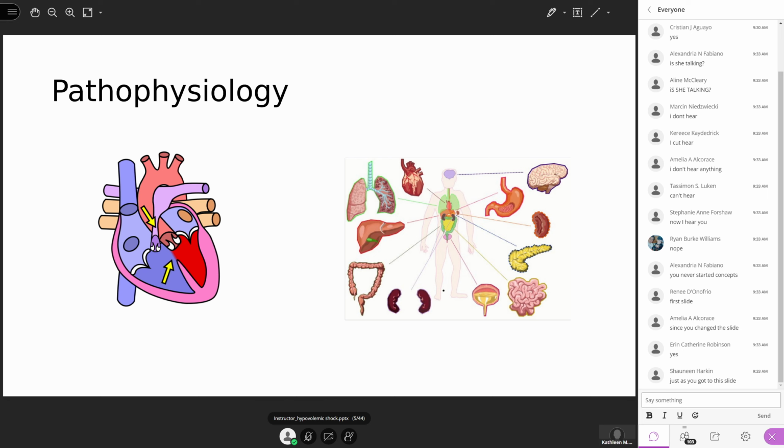Hypovolemic shock, as you probably know from your reading, is caused by a decrease in the intravascular volume of 15% or more. Which means that the amount of venous return to the heart decreases and the ventricle filling drops. And we'll talk a little bit about that. But as a result of this low venous return, your stroke volume is going to decrease, your cardiac output is going to decrease, and your blood pressure is going to decrease.